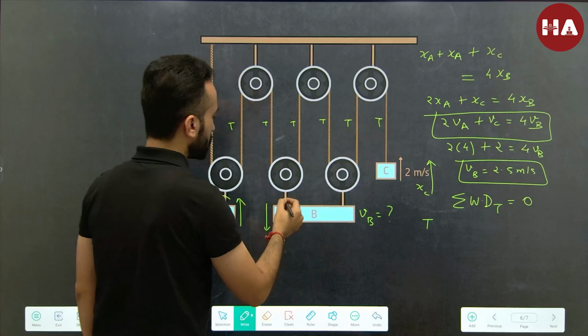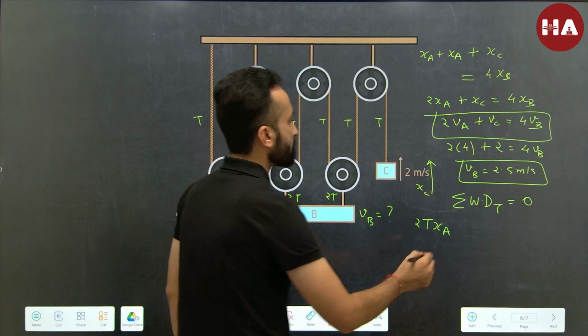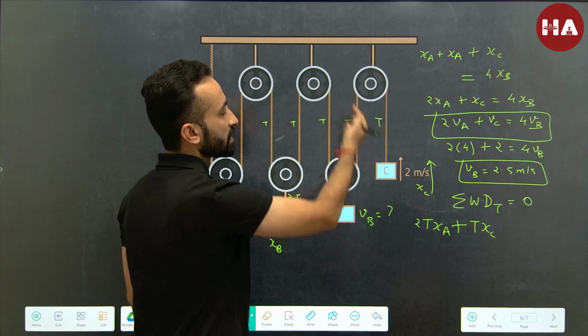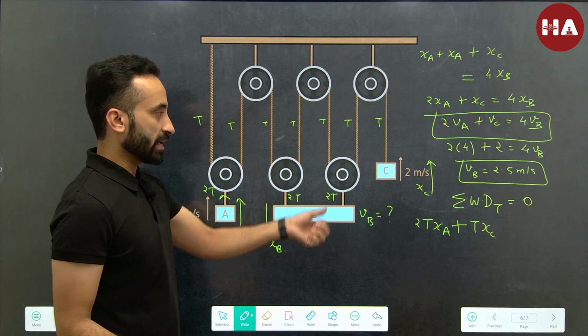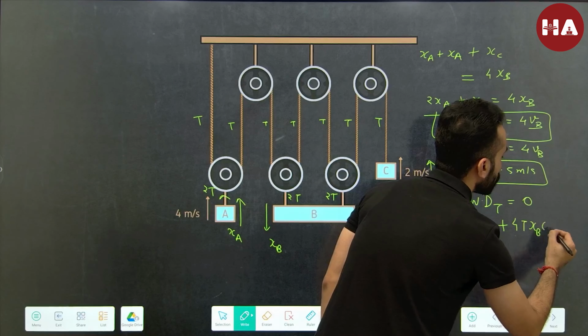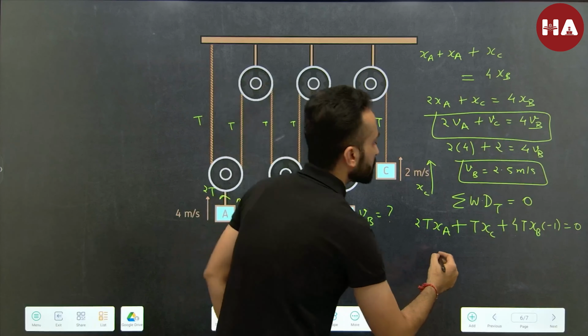So what can we write? We can write 2T into XA. Since force and displacement are in the same direction, it is going to be cos 0 and the value is going to be plus 1. Now plus T into XC, because T is the tension and displacement is again in the same direction. But for B, it is going to be how much? 2T and 2T. So 4T into XB, but it's going to be cos 180. So cos 180 is minus 1. So what does this give us? This again gives us 2XA plus XC is equal to 4XB.